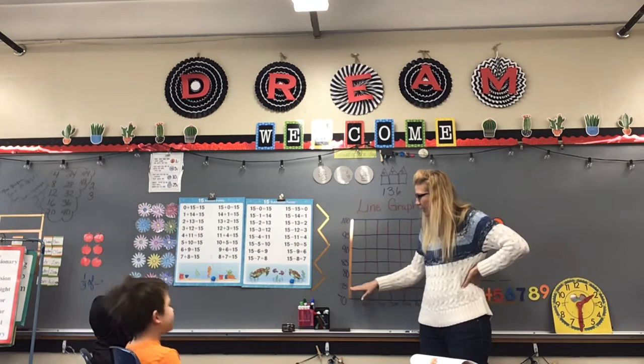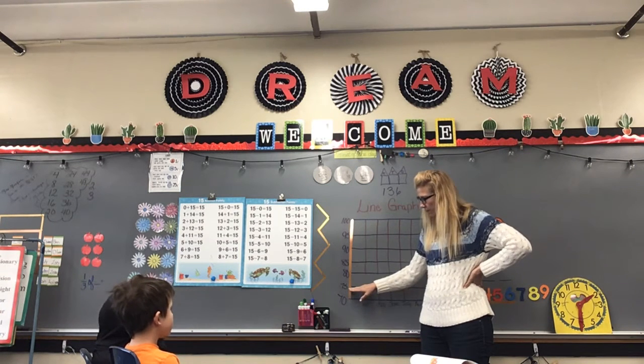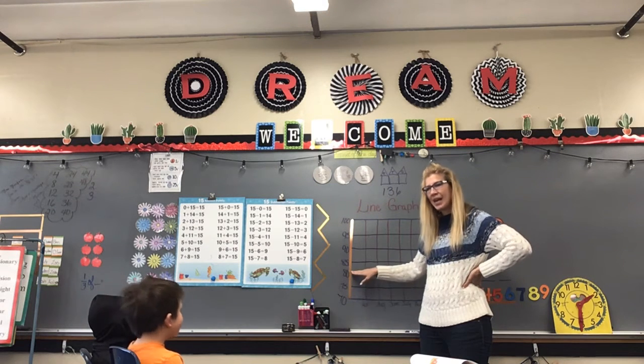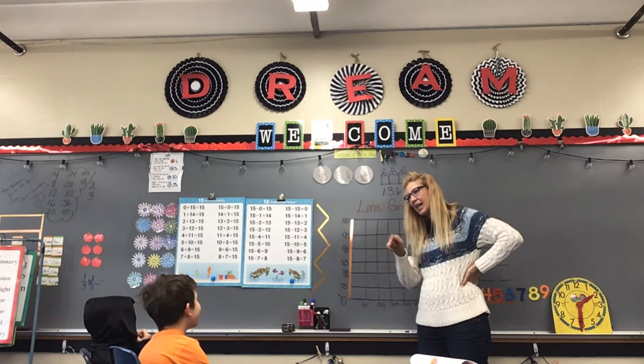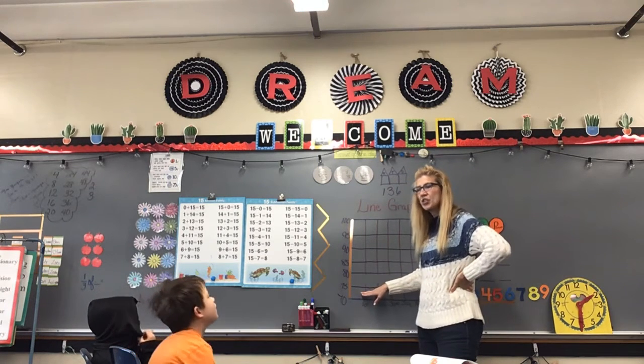And then what are we counting by? What are we counting by? 70, 75, 80, 85. Okay, we're counting by fives. Good job.